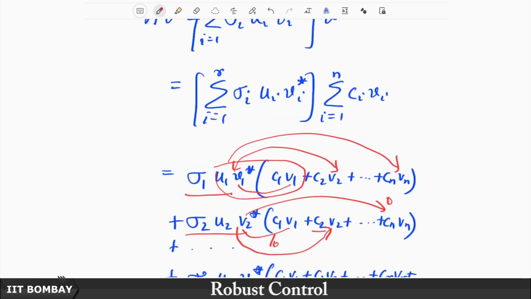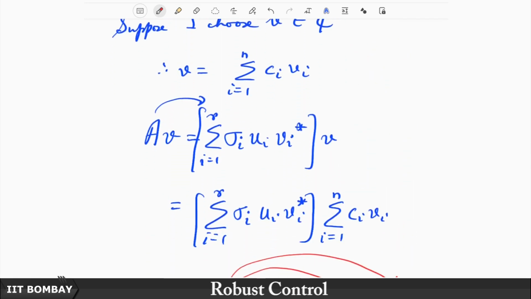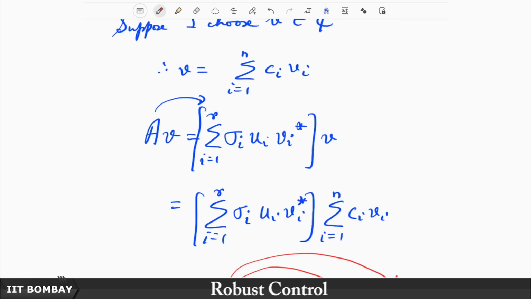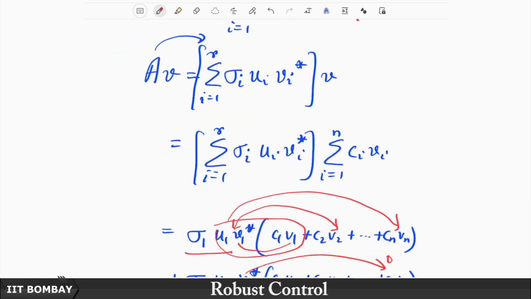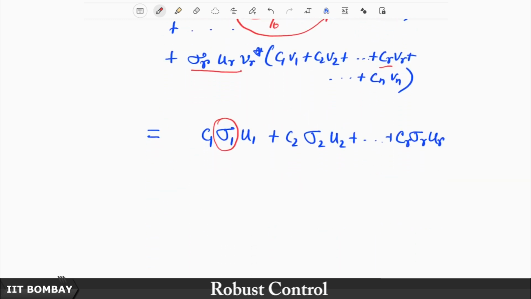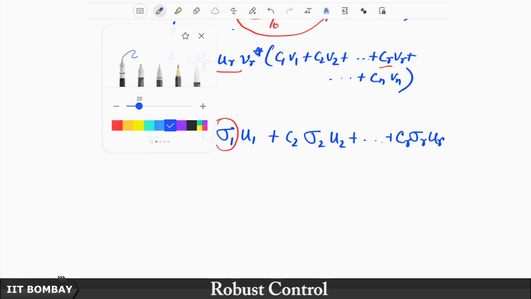So when the matrix A acts on a vector V, where V belongs to Cn, what does it do? It maps it to a point in the image. The image is what? The span of U1 through UR, that is the image of A, as we have seen the other day.